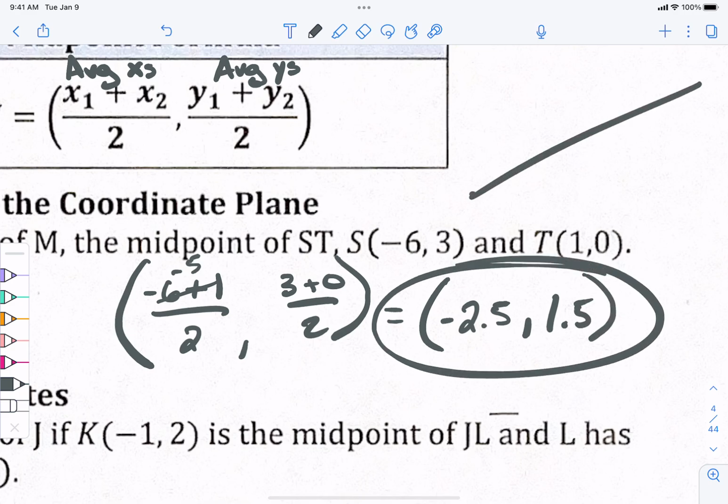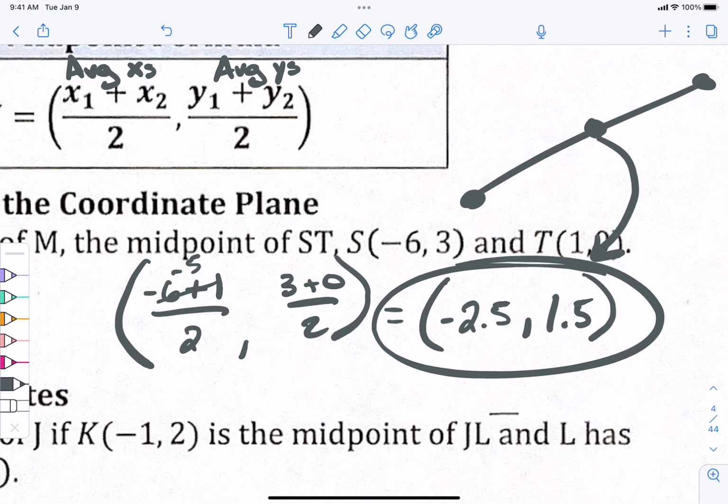If I had these two as dots on my line, this guy right here in the middle is that guy, -2.5, comma 1.5. Does that make sense? You're just averaging the x's, averaging the y's. Not too bad, right? That's how you find the midpoint. Every time I say midpoint, think average. I'm just averaging the x's and y's together, okay?